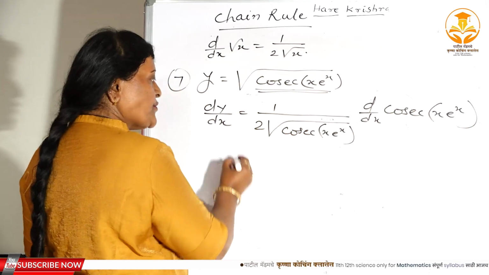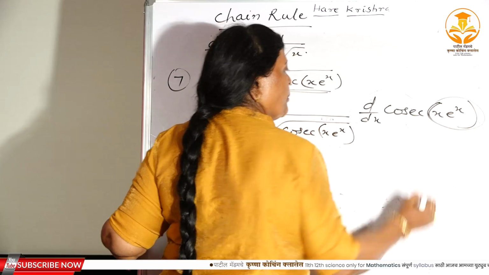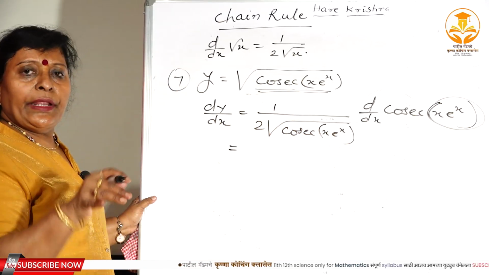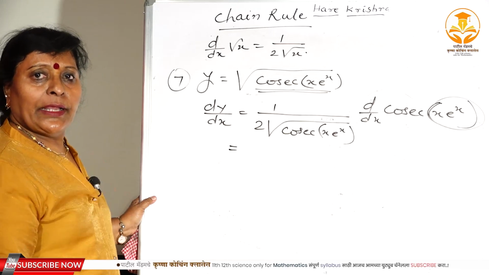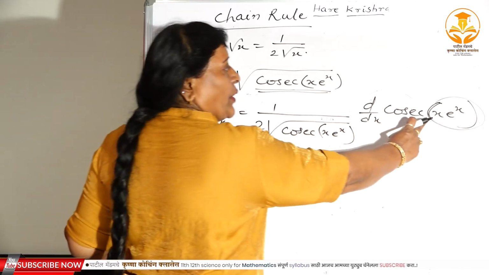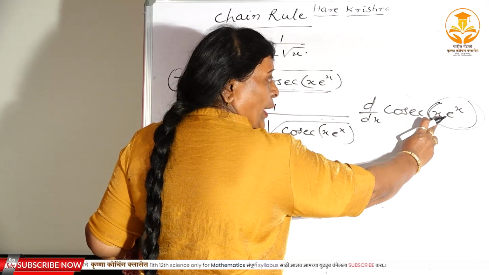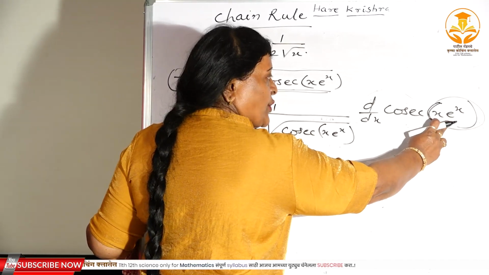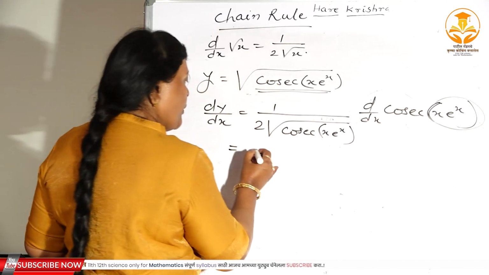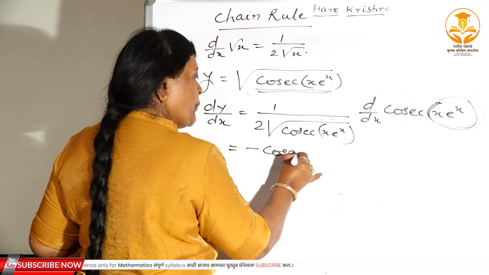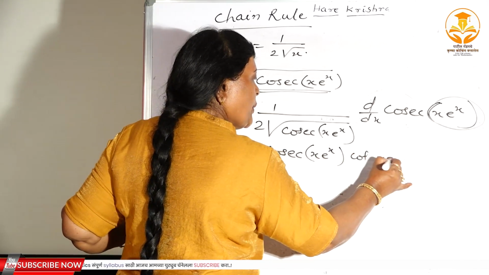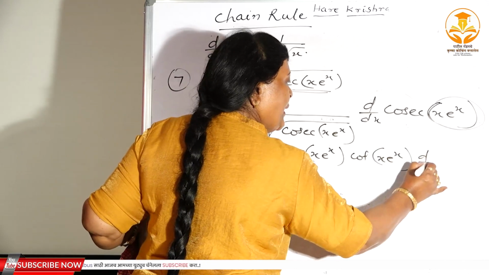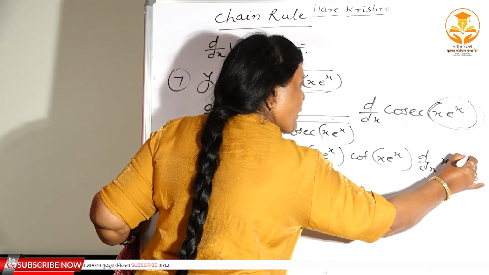Now again where you have to substitute? Here you have to substitute u, because you know the derivative of cosec x. What is the derivative of cosec x? Minus cosec x into cot x. Therefore here, this is u, x into e to the power x, you have to substitute as u. The derivative of cosec u is minus cosec u into cot u x e to the power x, and again you have to take d dx of x e to the power x, right?